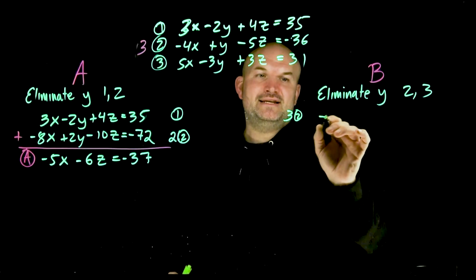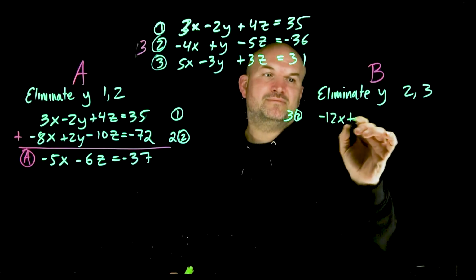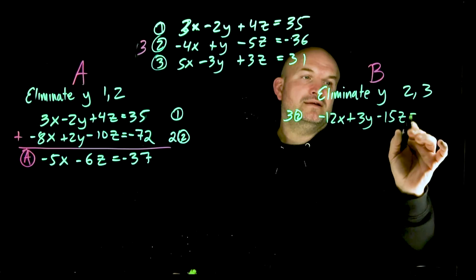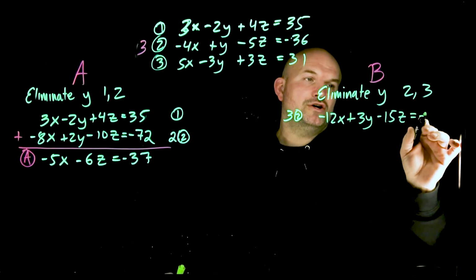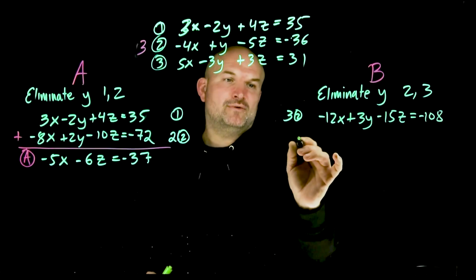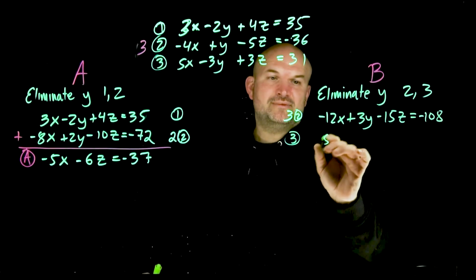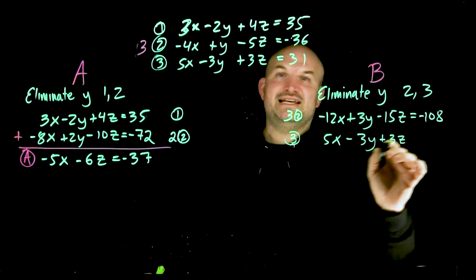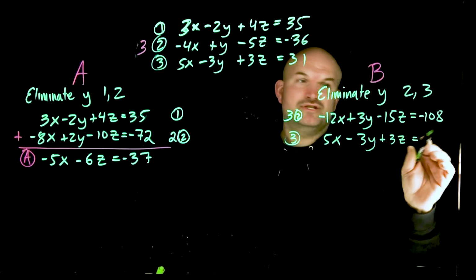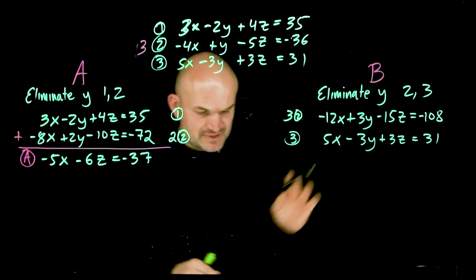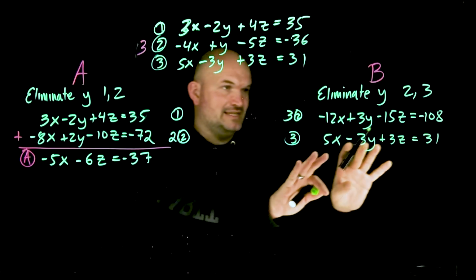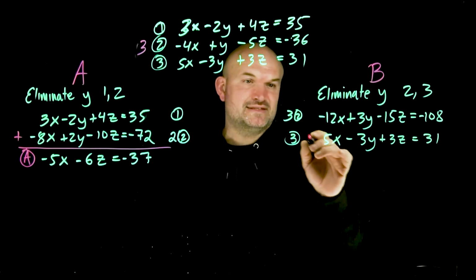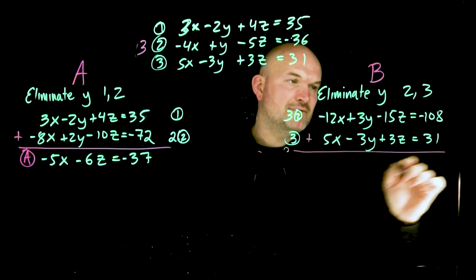So that's going to be -12x plus 3y minus 15z equals -108. And then I have equation number 3, and that's just going to be written the same: 5x minus 3y plus 3z equals 31. Okay, so again, I have these being exactly the same, right? So now I can apply my elimination method. And again, this is going to give me equation number B, or letter B.